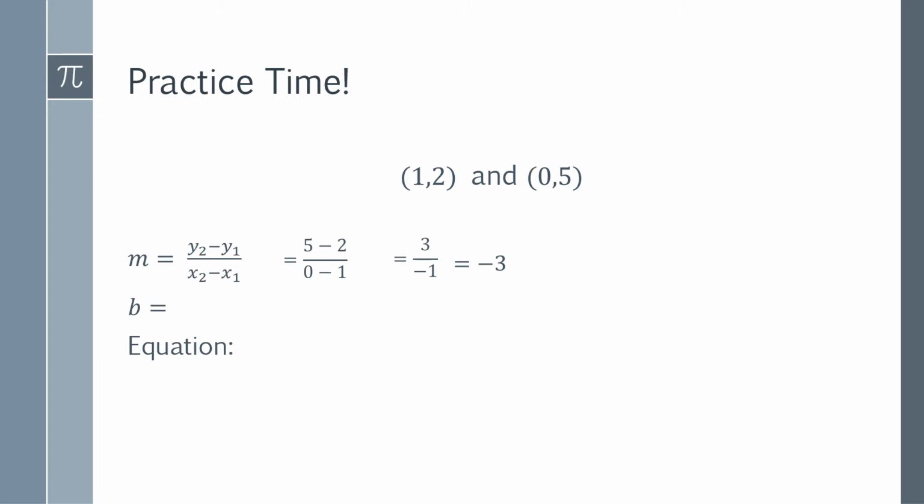Next, we want to find b. B is the y coordinate of the y-intercept, so that's going to be 5. So our equation is y equals negative 3x plus 5. All right, one more practice problem with this type. What is the equation of the line through the points 3, 5 and 0, negative 5? Pause the video, do it yourself, come back and see if you're right.